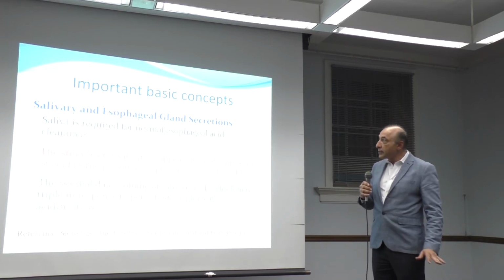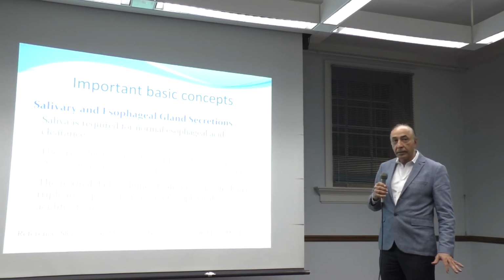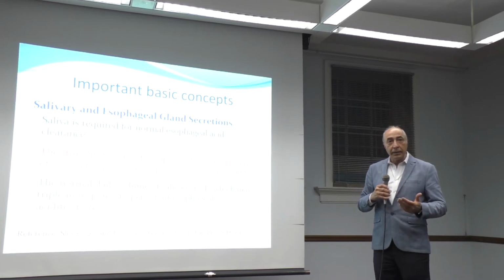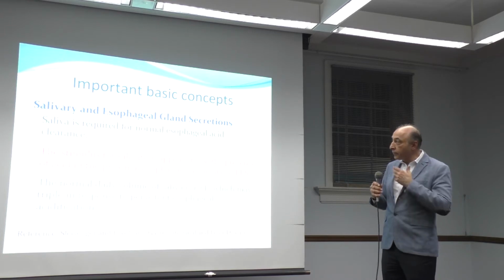Now let's talk about salivary and esophageal gland secretions. Saliva is required for normal esophageal acid clearance. Well, from a holistic point of view, this is great, because now I can think about using a chewing gum after eating and create salivation to be able to constantly clear the esophagus.